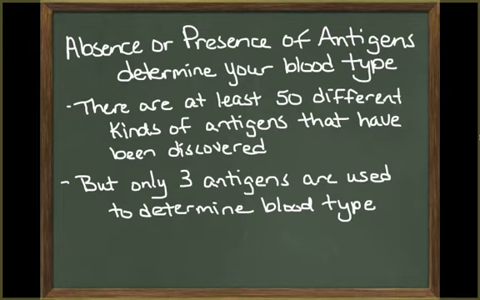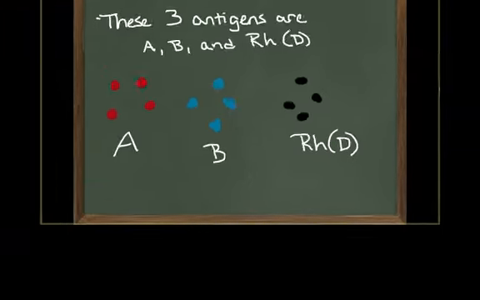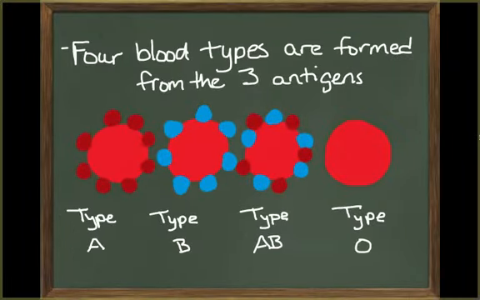There are at least 50 kinds of surface antigens, but 3 surface antigens are used to determine blood type in the ABO blood typing system. These 3 antigens are A, B, and RH, otherwise known as D. 4 blood types are formed based on these 3 antigens.